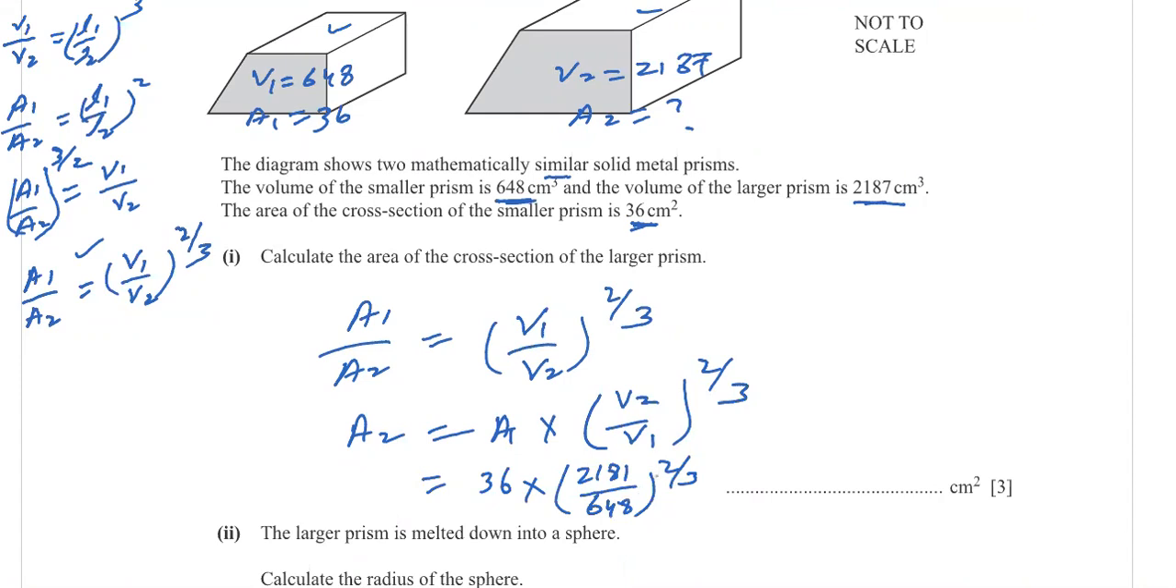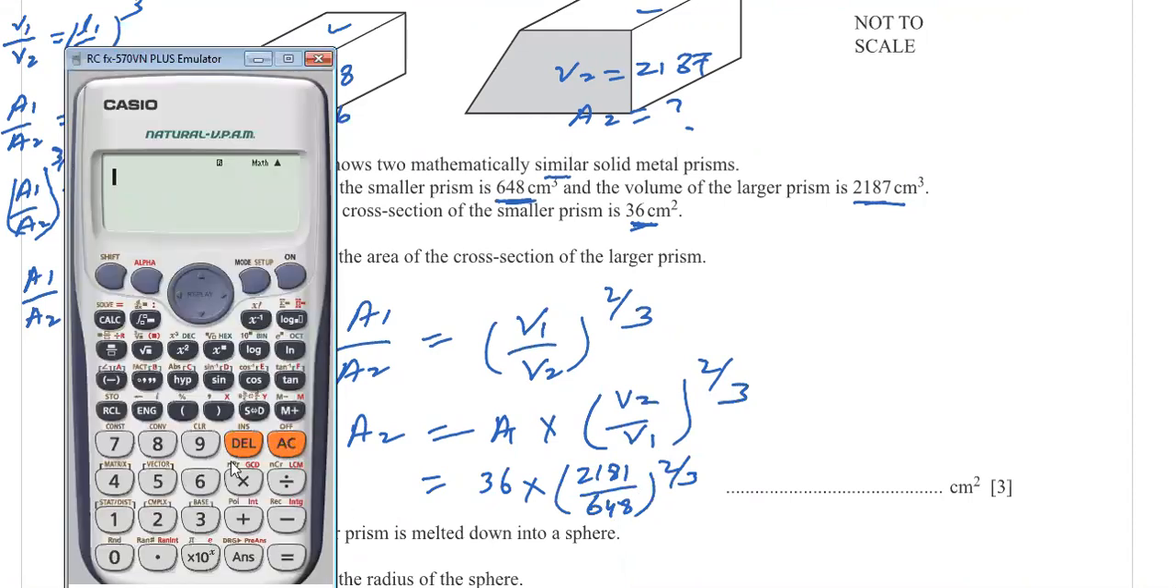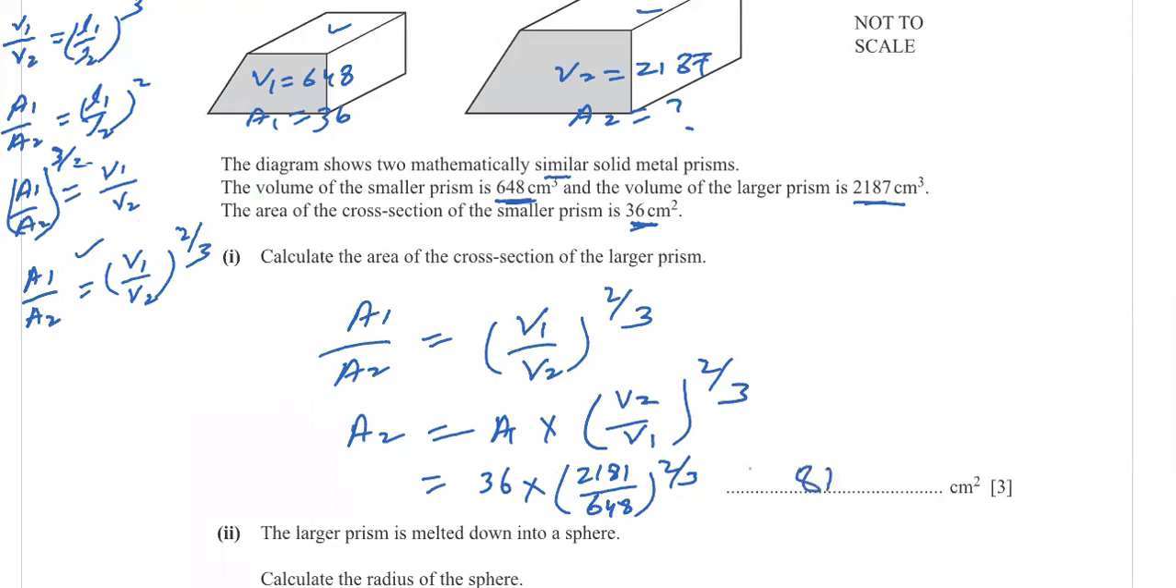Okay, let's calculate it. 36 times 2187 divided by 648, to the power 2 over 3. That will give me 81. So that area is 81 centimeters squared.